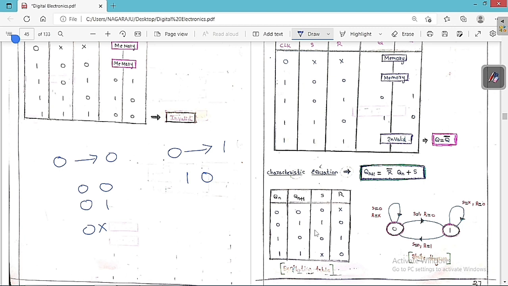Only 1, 0 is going to do this process. If we give 1, 0, then Qn is going to change from 0 to 1. So this is the input that we have to give here. Similarly, you can see clearly, 0 to 1 means you have to give 1, 0.